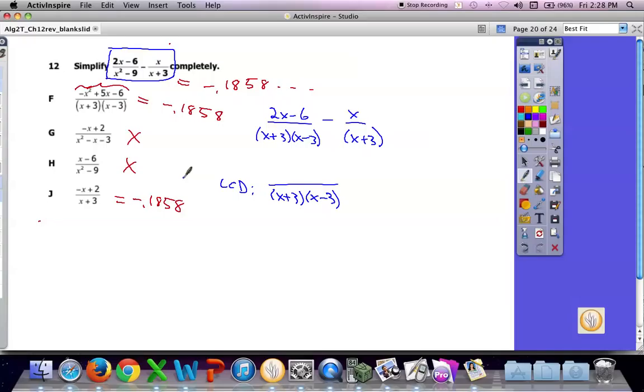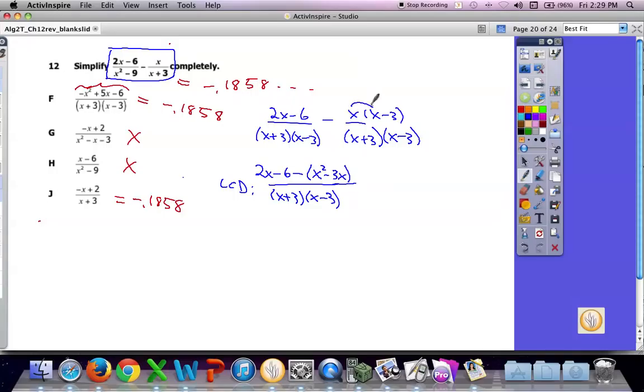What do I have to multiply the second fraction by? So it has the common denominator. X minus 3 over x minus 3. Right. So now that these are the same, then we simplify the numerator, combine them. 2x minus 6 minus x squared minus 3x.